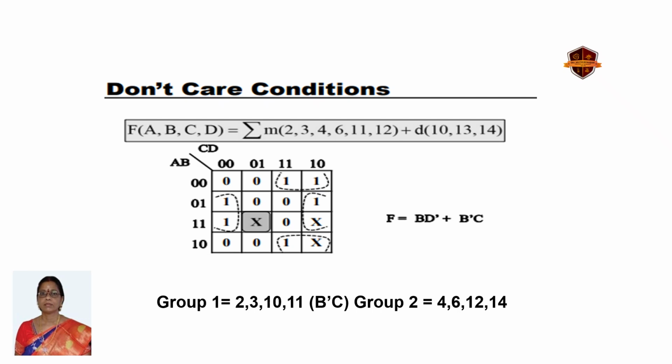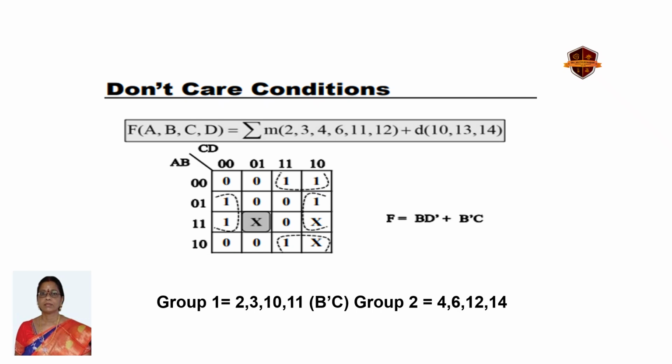Now we will discuss a problem including don't care conditions. The problem given is f of a, b, c, d equals sigma m of 2, 3, 4, 6, 11, 12 plus d of 10, 13, 14. D is nothing but don't care condition. Don't care means it can take the value either 0 or 1. So you draw a 4 variable map, mark the minterms given as 2, 3, 4, 6, 11, 12 as 1, and the don't care conditions as x. Here 3 don't cares are given, so 3 x's have been marked here.